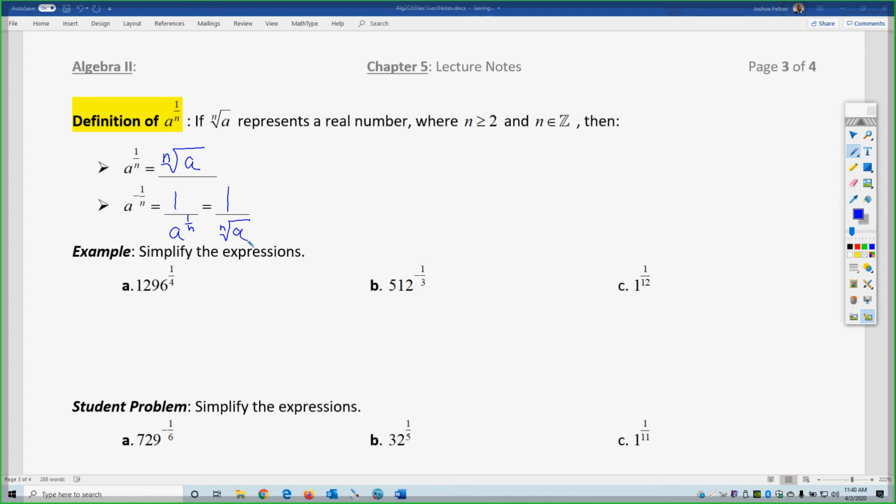Okay, so let's do some example problems. I'll have you do some. So this is really the 4th root of 1296. It's probably easier to use the radical form than the exponent form in a lot of cases. That's why we go back and forth.